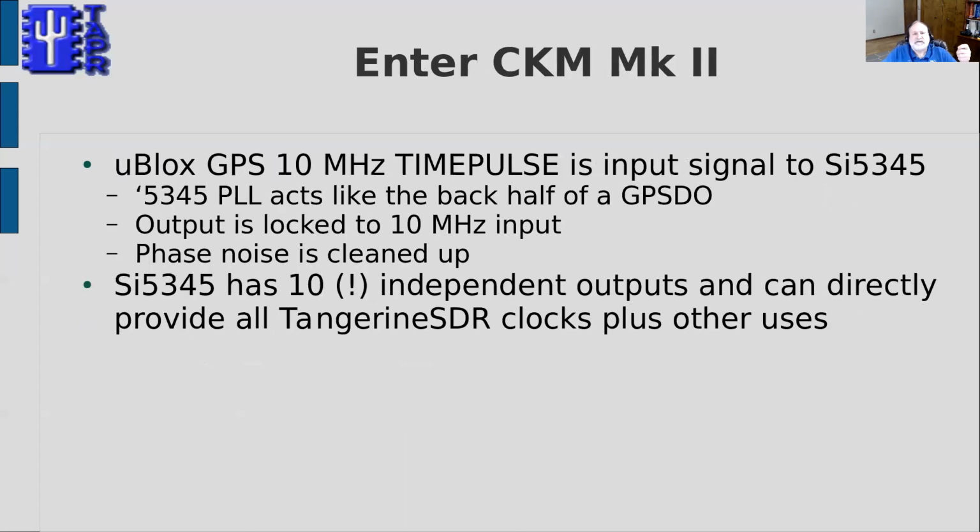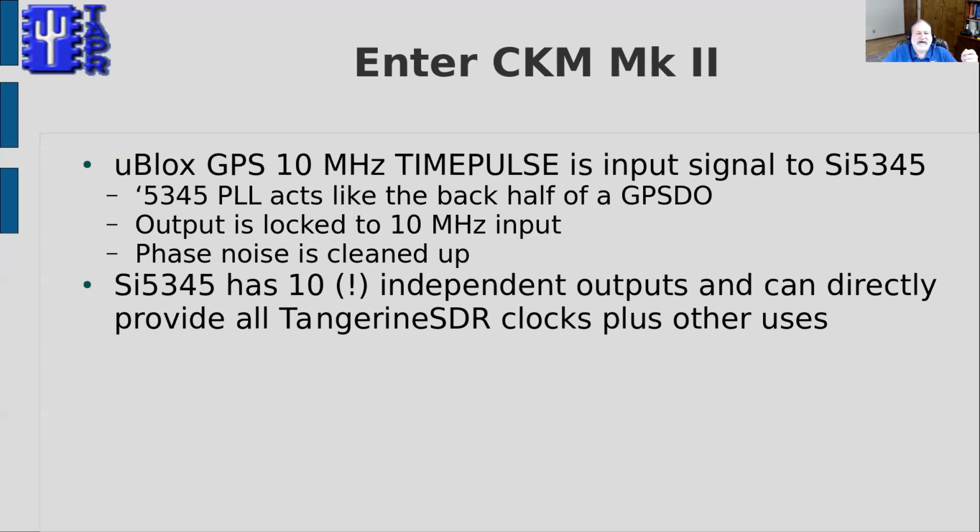So based on those ideas, we started from scratch with the Mark II clock module. We're going to use a U-Blox GPS time pulse at 10 megahertz that's fed as the input signal to a Silicon Labs 5345 jitter attenuator chip. And the PLL in that chip is actually acting like a GPSDO. The output of the chip is synthesized to the frequency we want, and that's locked to the 10 megahertz input, but its phase noise is significantly cleaned up.